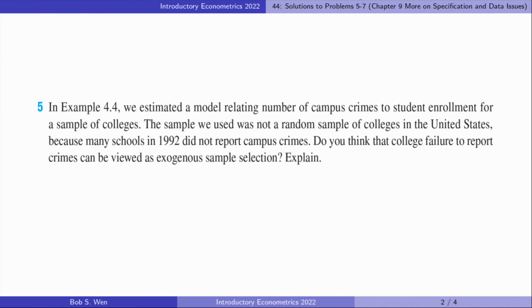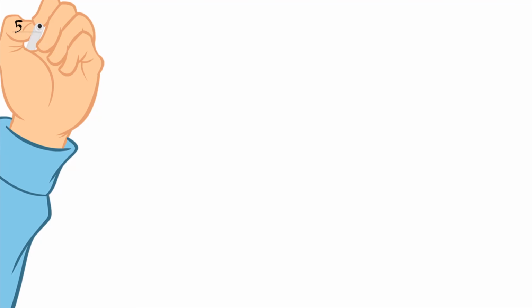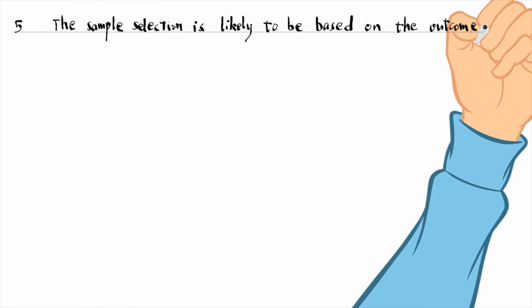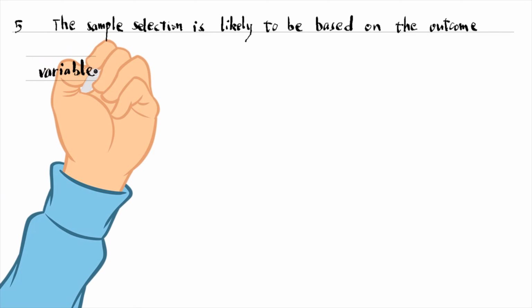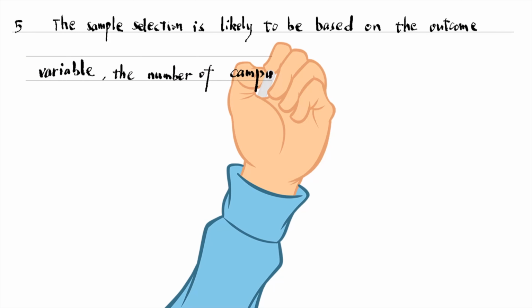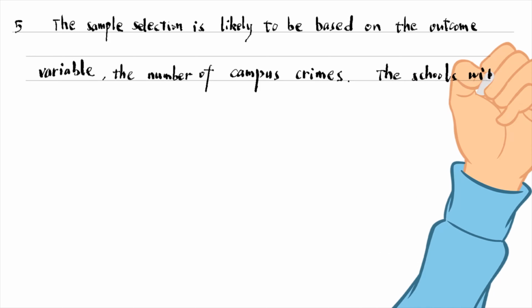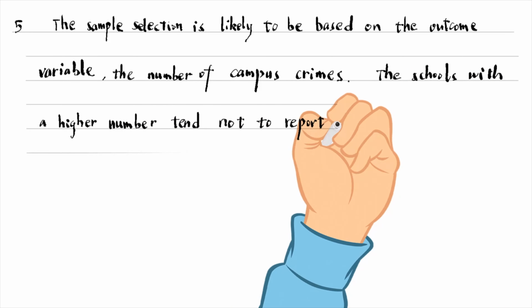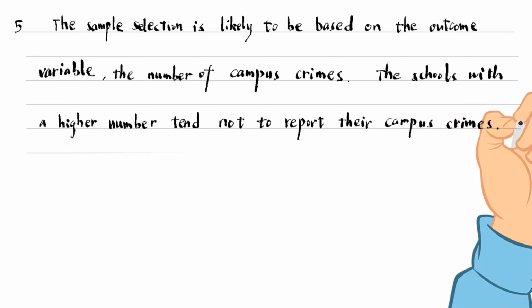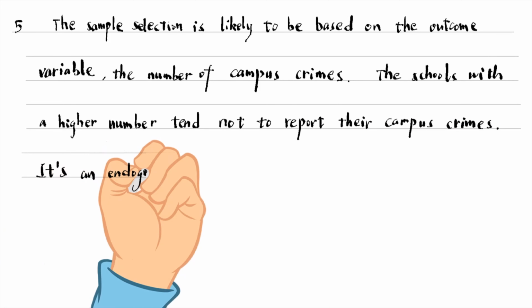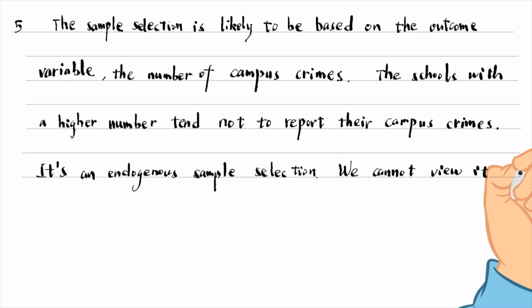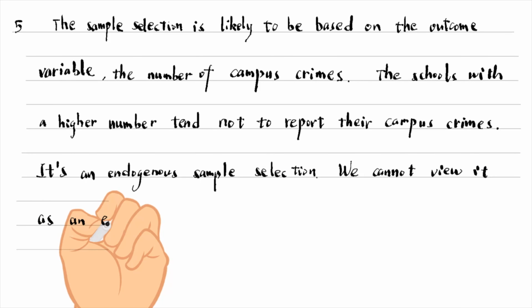For problem 5, the sample selection is likely to be based on the outcome variable, the number of campus crimes. The schools with a higher number tend not to report their campus crimes. So it is an endogenous sample selection. We cannot view it as an exogenous sample selection.